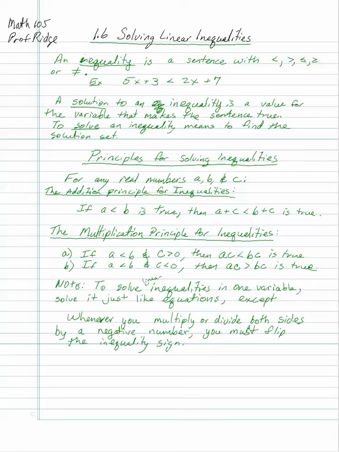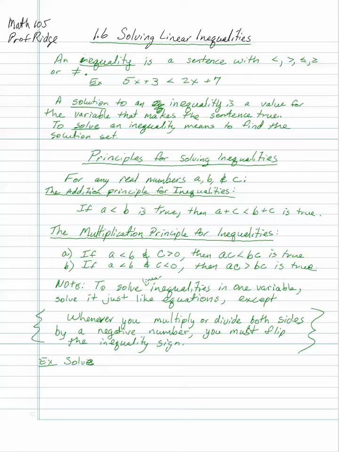This is the rule you've got to remember here. Whenever you multiply or divide both sides by a negative number, you must flip the inequality sign. If it's a linear inequality, we're going to solve it just like an equation. So let me give you an example.